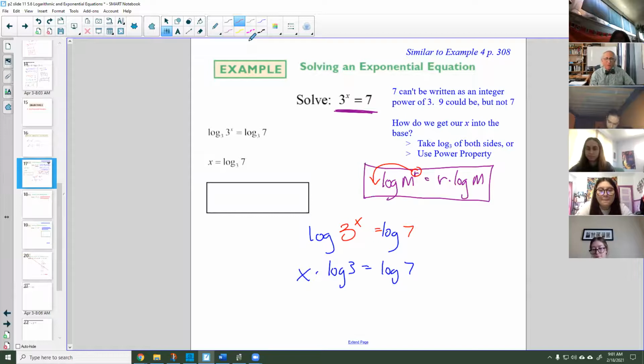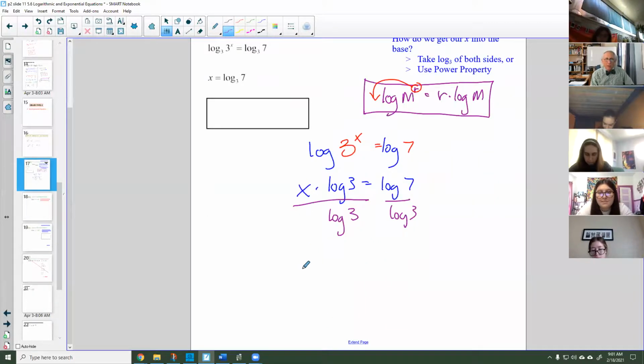Okay, right. So now log 3, it's just a number. It's a weird looking number, but it's just a number. So I'm going to divide both sides by log 3, and I get x is equal to log 7 divided by log 3.